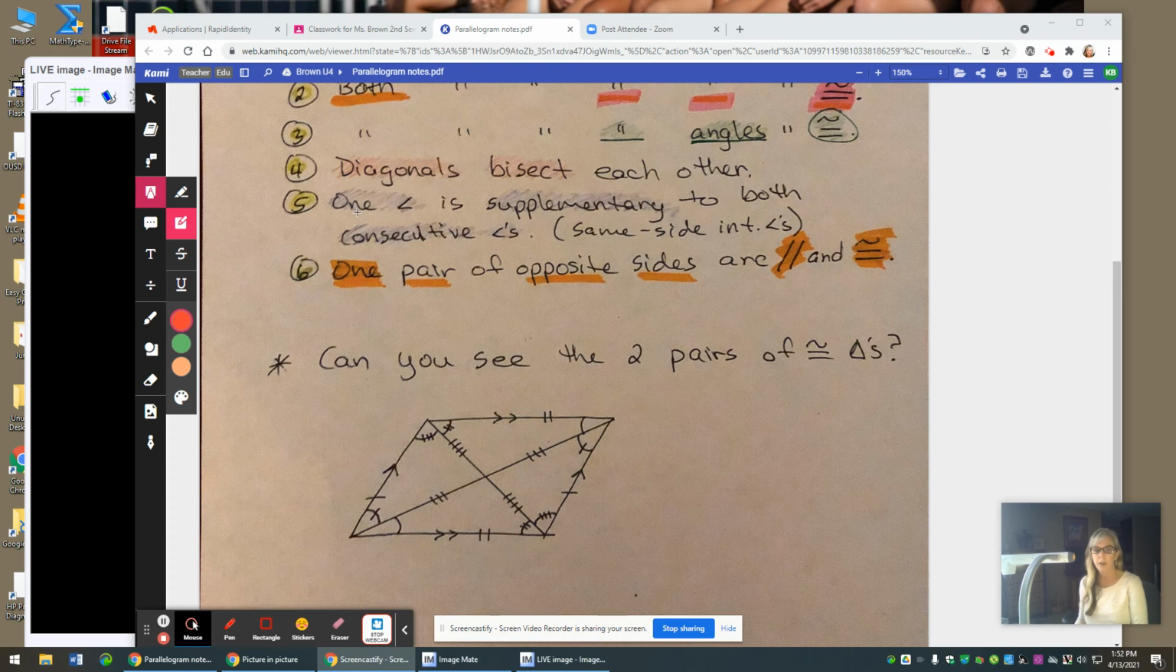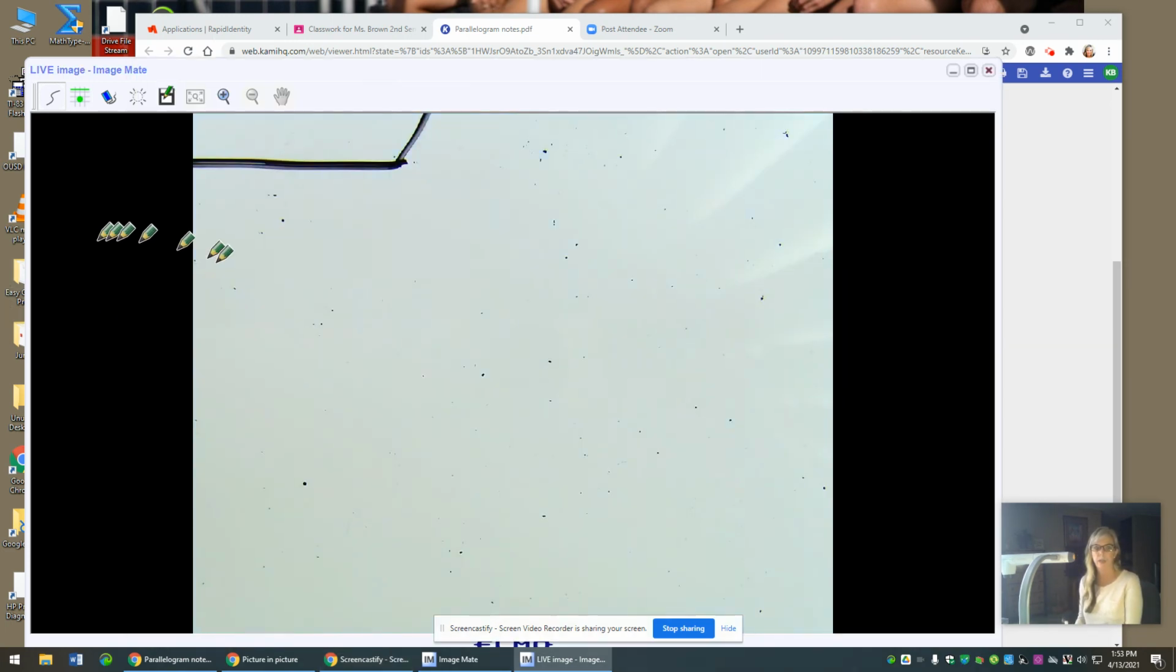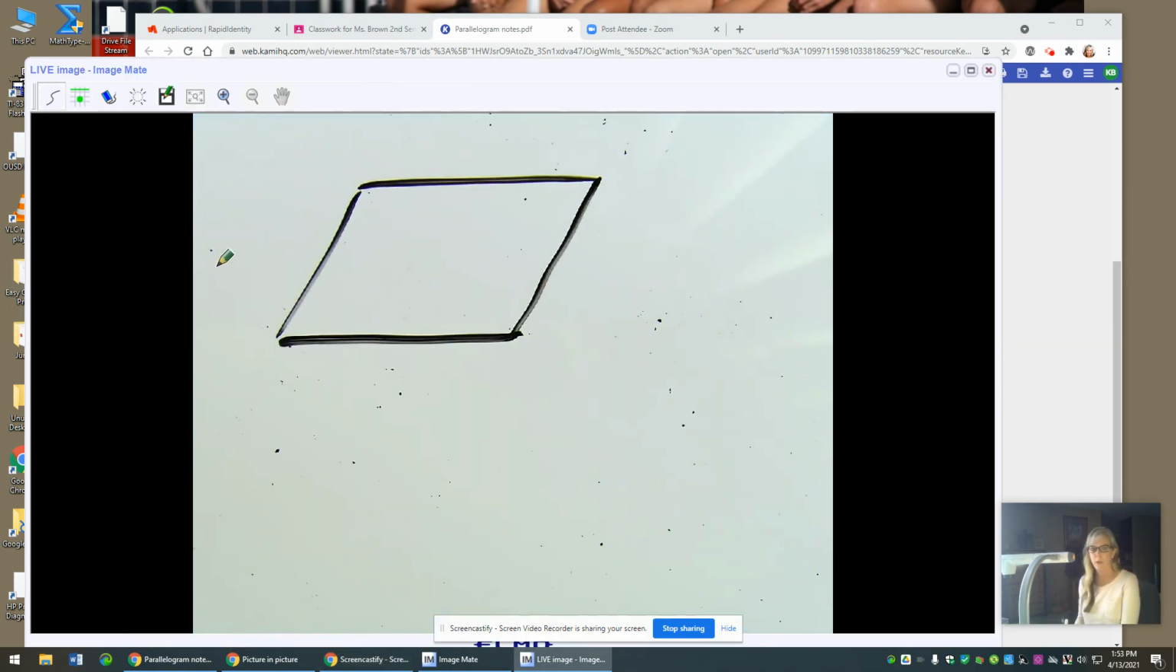And then another way is if one angle, this one's a little funky, if one angle is supplementary to both consecutive angles. Okay, so let's think. If possible, try to ignore what's inside here. No, better yet, let me draw one. I'm going to draw another parallelogram because I don't want to confuse things too much. So let's talk about that one. It gets a little funny. Here we go. Let's switch to my whiteboard.